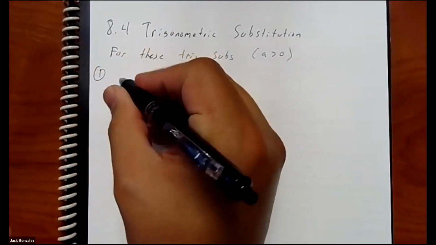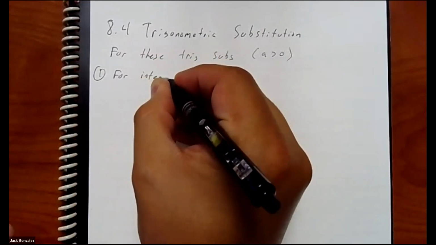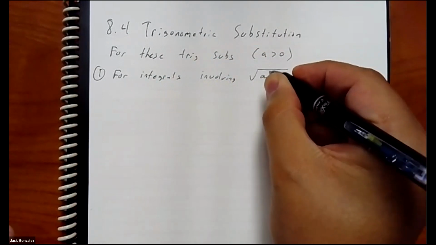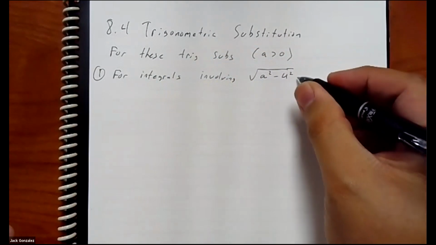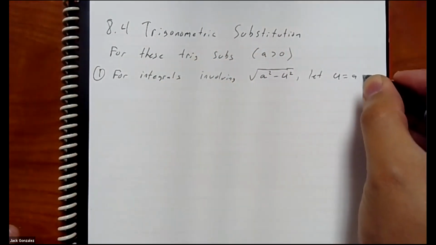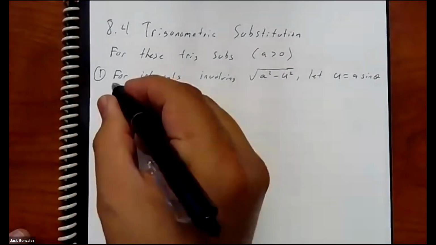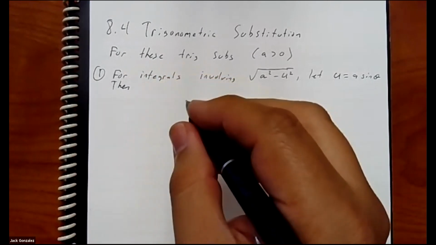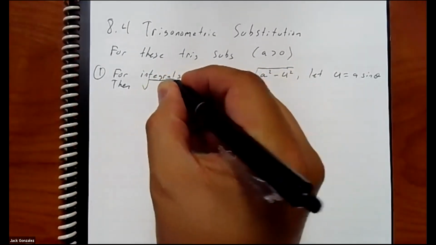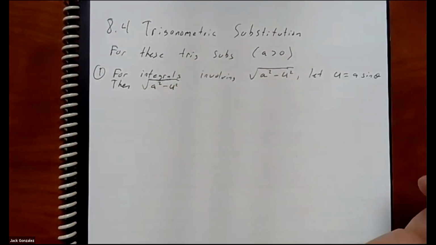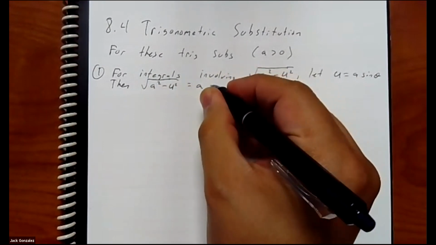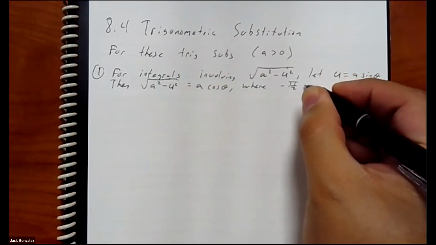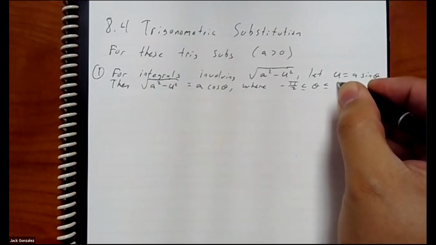So number 1, for integrals involving the square root of a squared minus u squared, let u equal a sine theta. Then the square root of a squared minus u squared would be equal to a cosine theta, where theta is between pi over 2 or equal to and negative pi over 2.